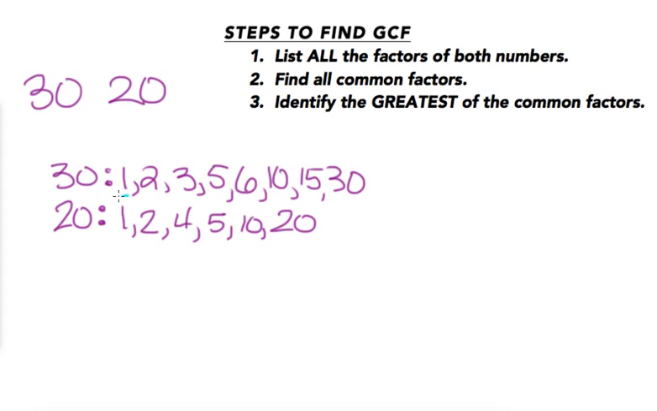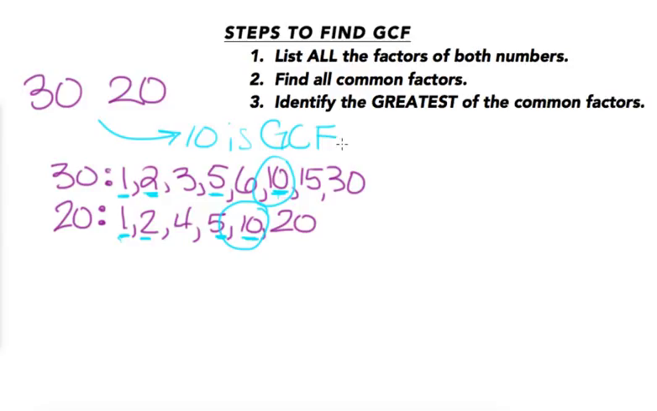So 30 and 20 share the number 1 as a factor. They share the number 2 as a factor. They share the number 5 as a factor. They share the number 10 as a factor. And looking through the lists, I don't see any other number they both share, so that means that 10 must be the GCF. 10 is the GCF of these two numbers.